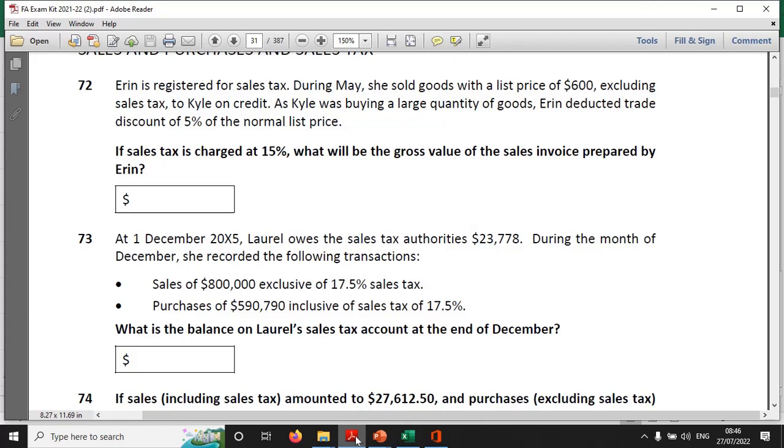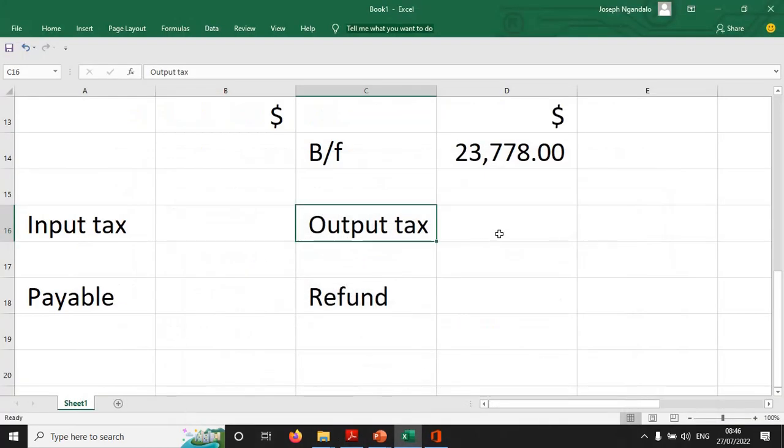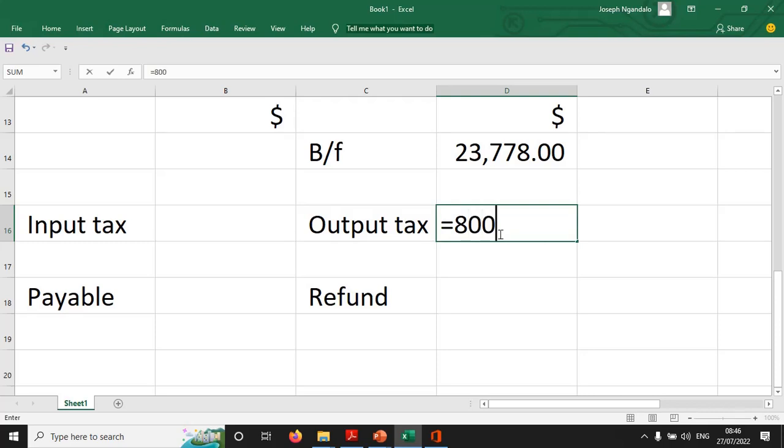Sales of 800,000 exclusive makes our life simple, right? So you bring this 800, you should be doing that in your workings, multiplied by 17%. You know, 17% is as good as this. Simple.